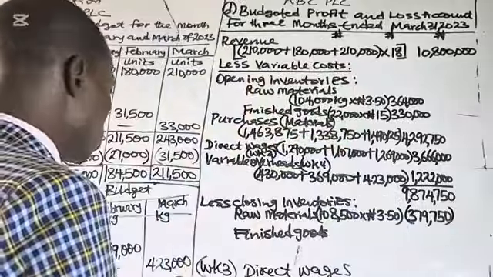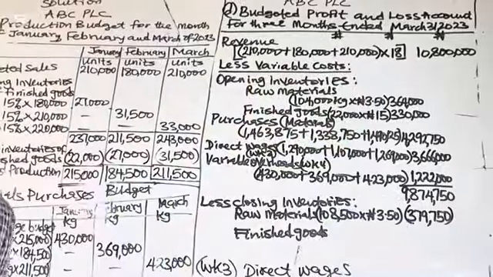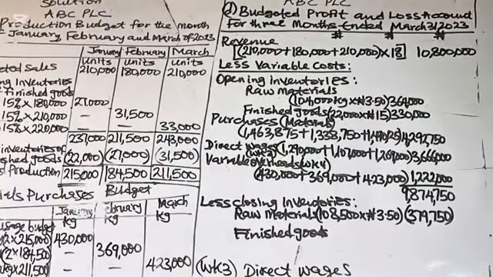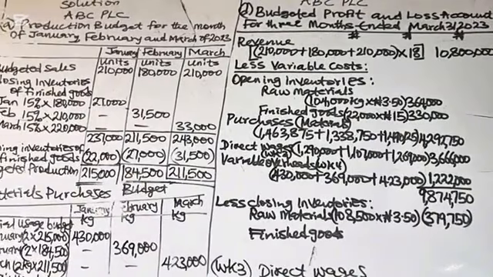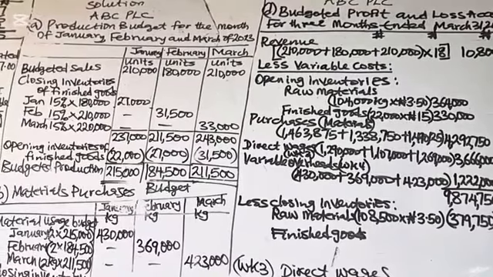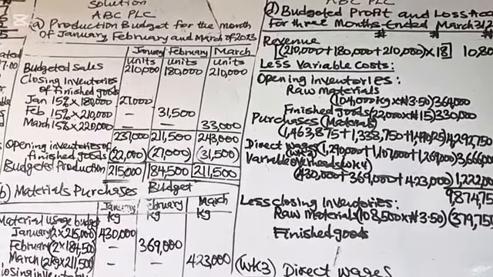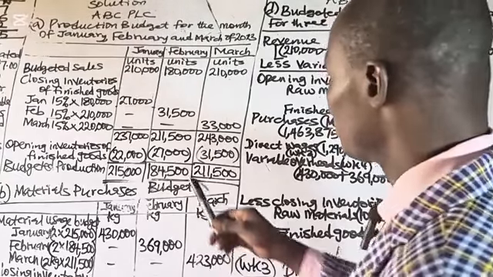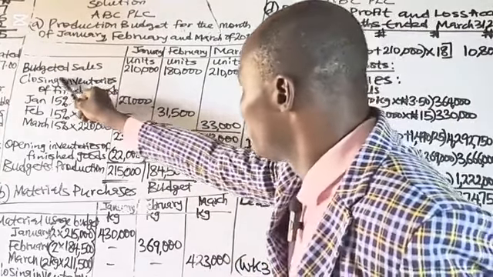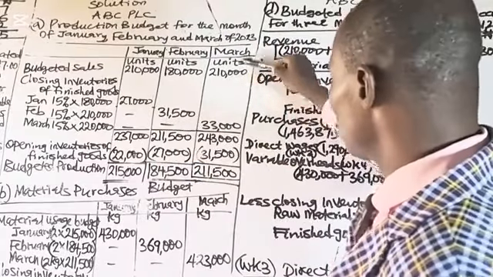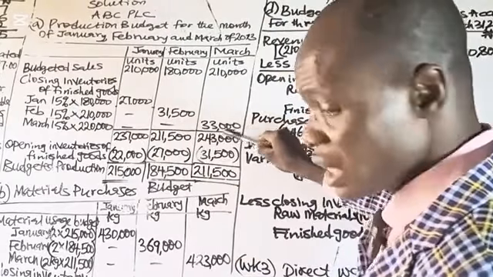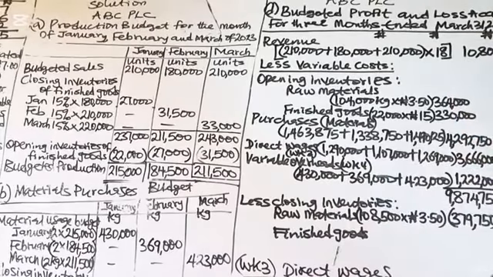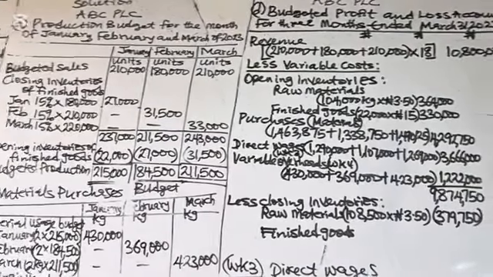We normally subtract the closing inventories of finished goods too. The closing inventories of finished goods will be obtained from the production budget. In our production budget, we have closing inventories. The last month, which is March, we have that to be 33,000. So our closing inventories of finished goods is 33,000.